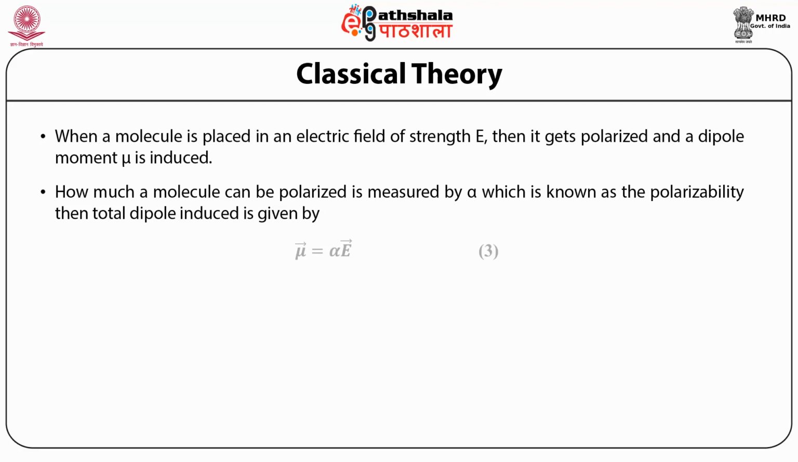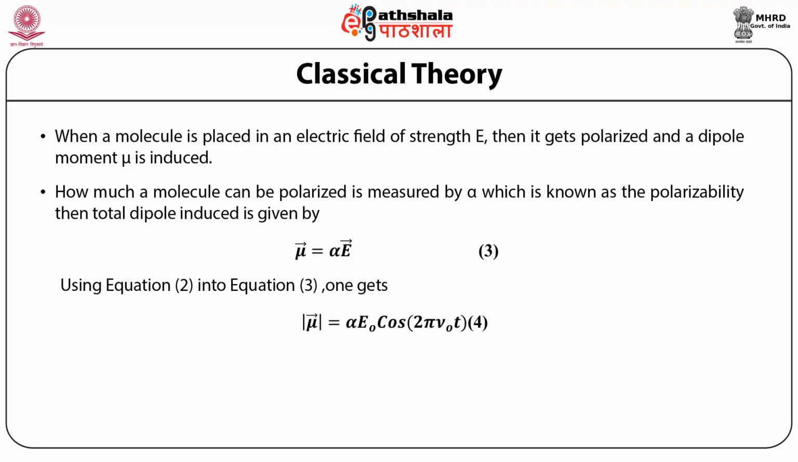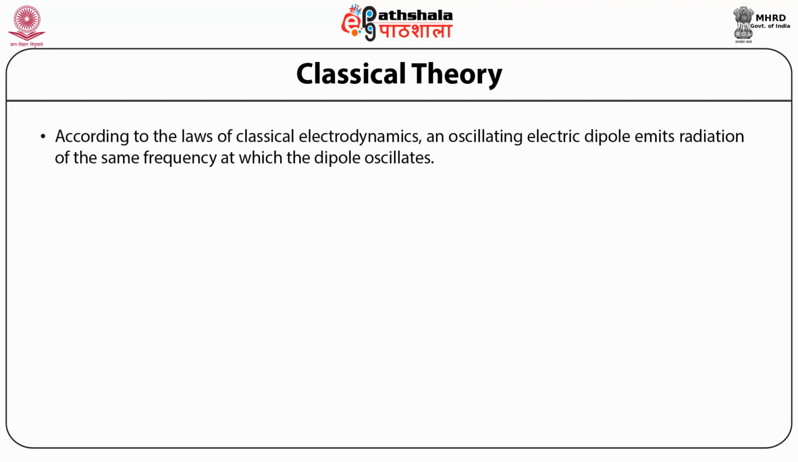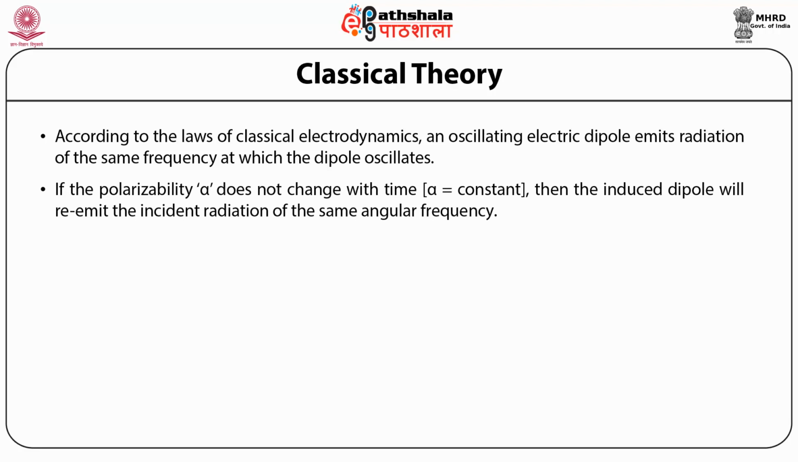The induced dipole moment is given by μ = αE. Using equation 2 in equation 3, thereby replacing E with E0 cos(2π ν0 t). According to the laws of classical electrodynamics, an oscillating electric dipole emits radiation of the same frequency at which the dipole oscillates. If the polarizability α doesn't change with time, that means α is constant, then the induced dipole will re-emit the incident radiation of the same angular frequency.